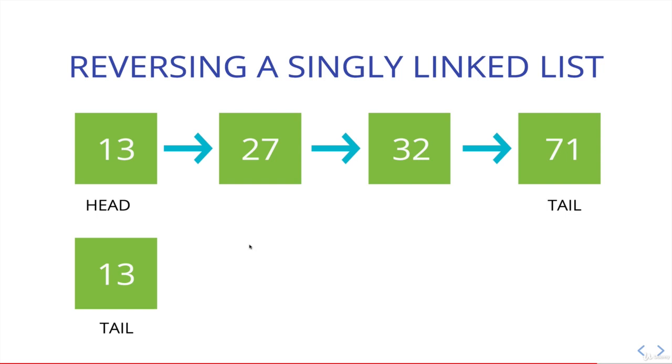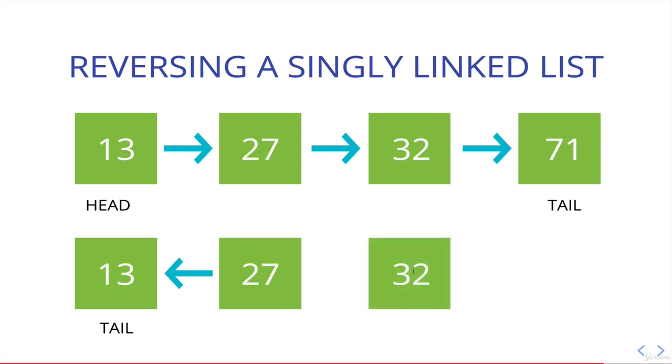So in this scenario, 13 would be previous, 27 is our current node, which I called the node variable, and 32 is next. So you make this connection. And then we now set 27 to be previous, and 32 to be current, and 71 to be next. So we set 32, connect to 27, and then we move our previous variable to be 32, and our node current variable becomes 71, and we connect them. And there is no .next.